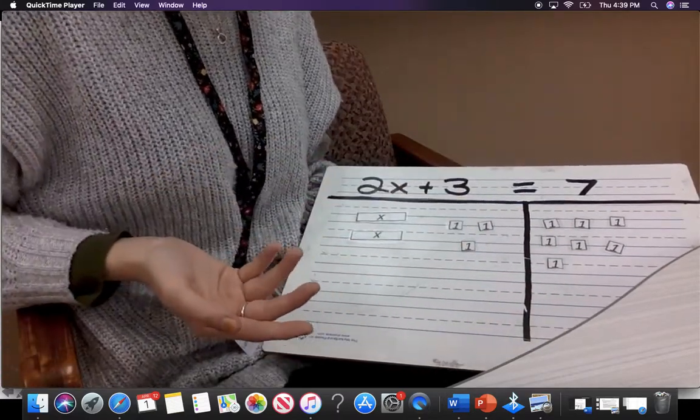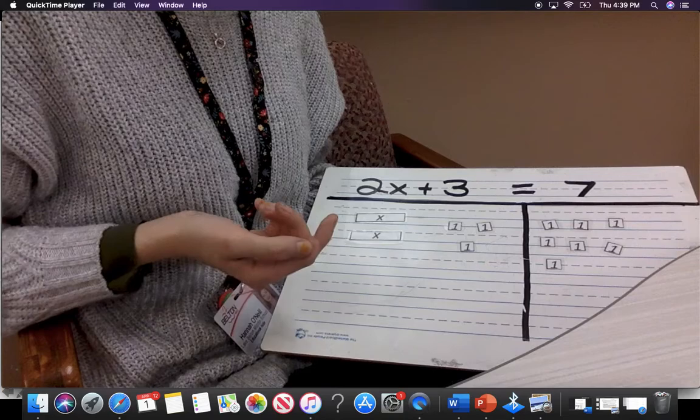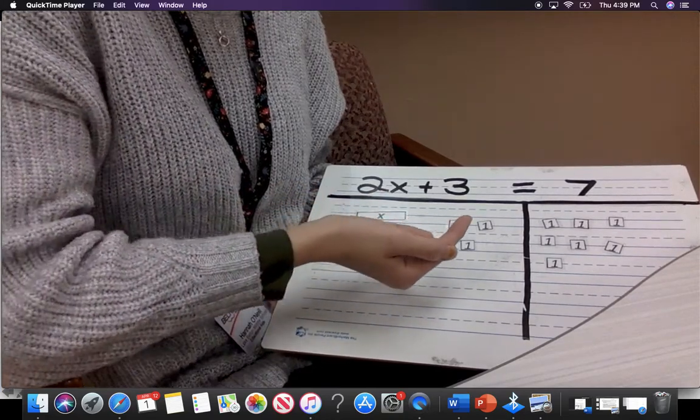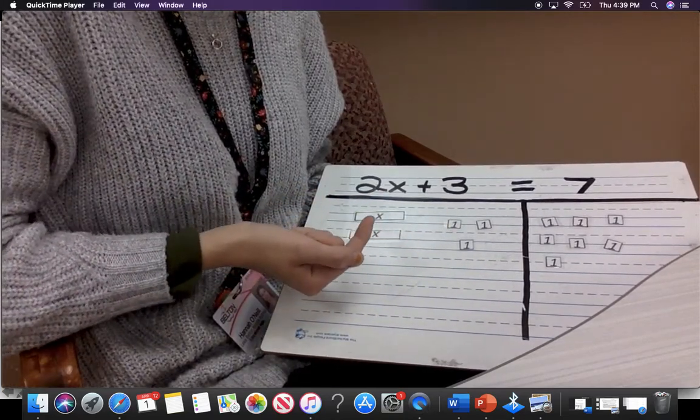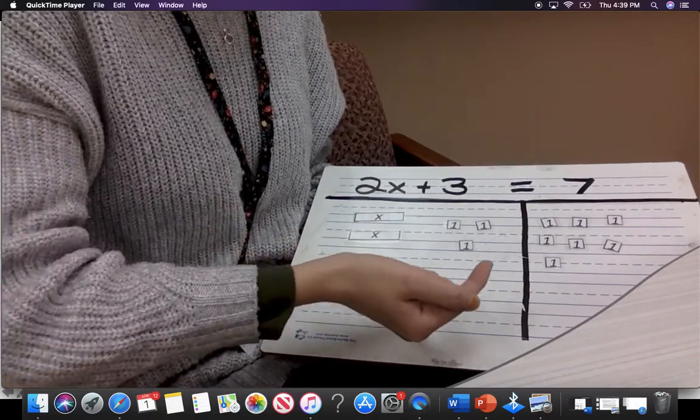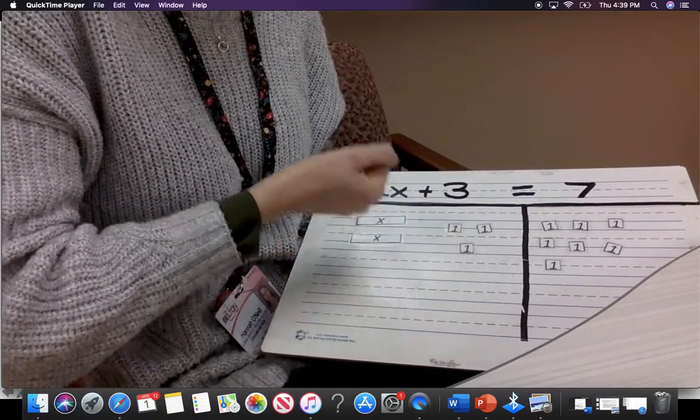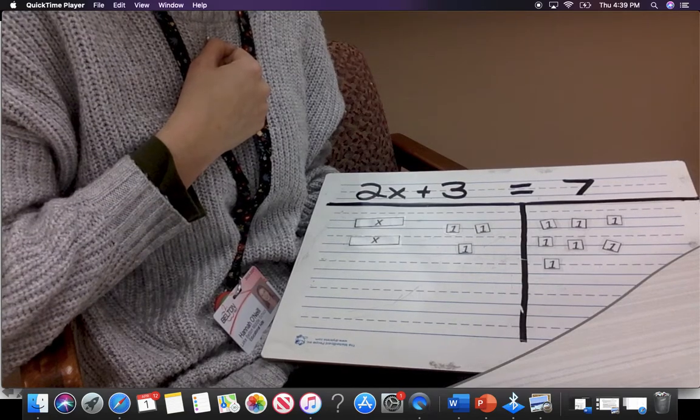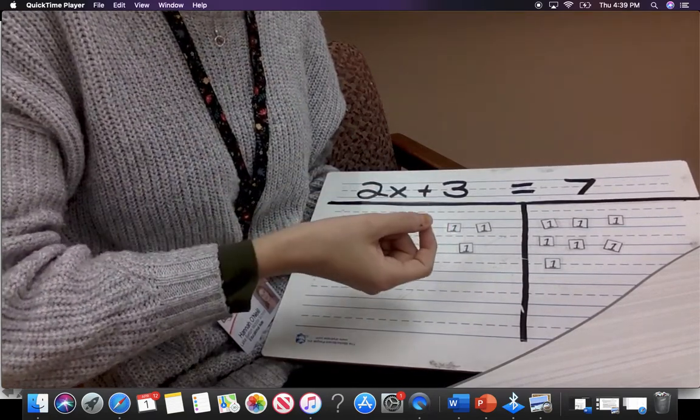So remember, first things first is we want to get rid of the number that's next to x. Not this number, but this number, right? This one's a little bit more tricky. We're going to save him for last. So looking here, how did we talk about getting rid of 3? What did we need to do? Right, we needed to subtract 3.